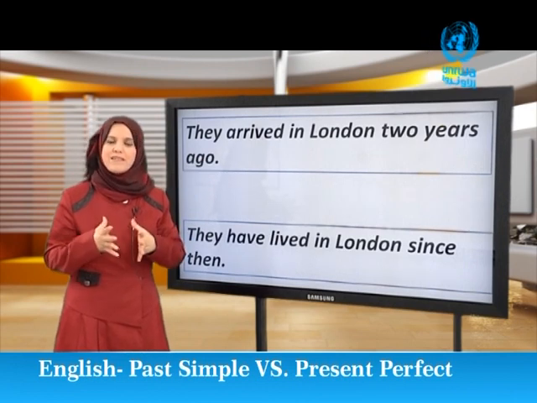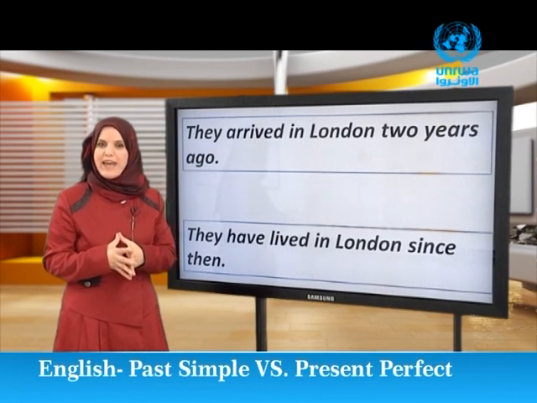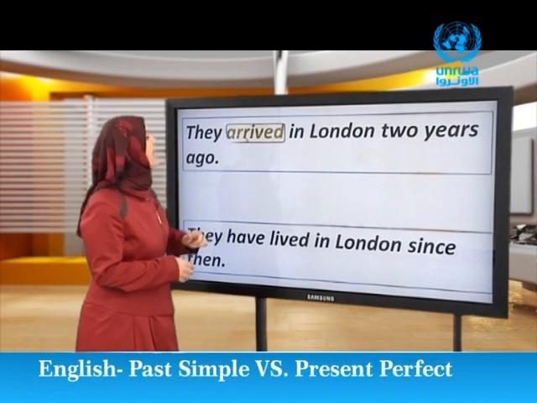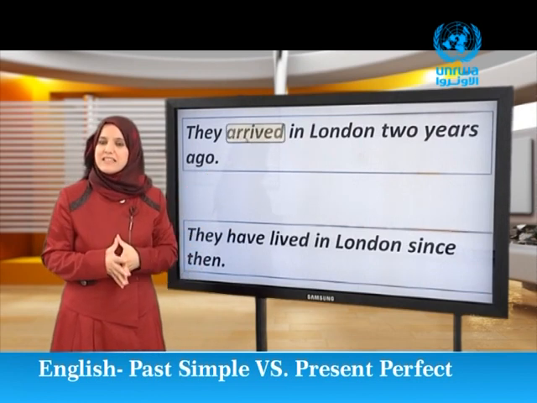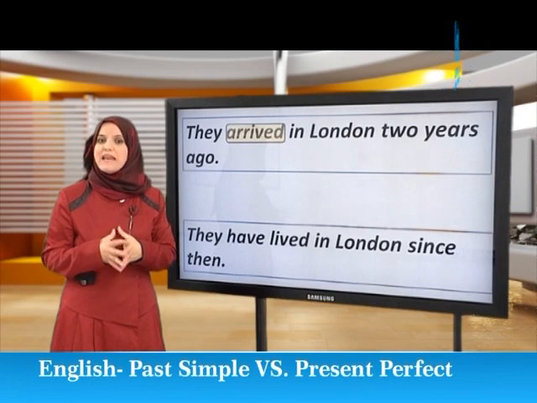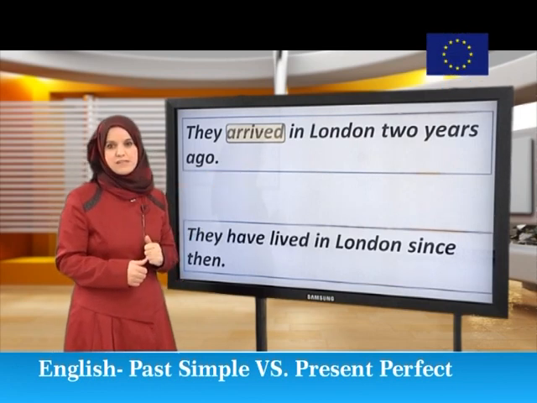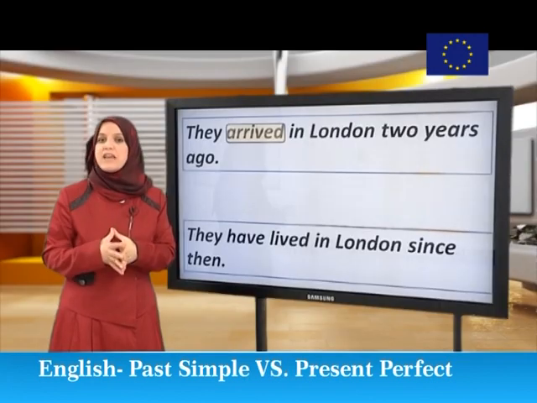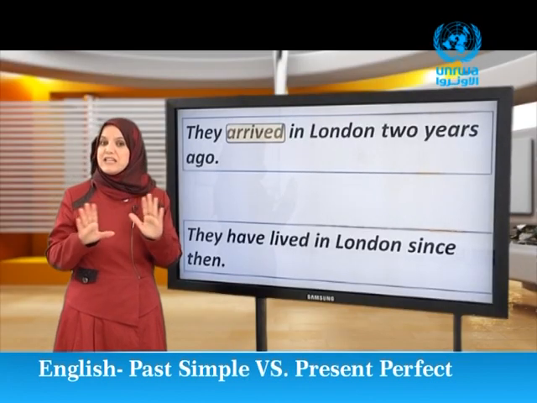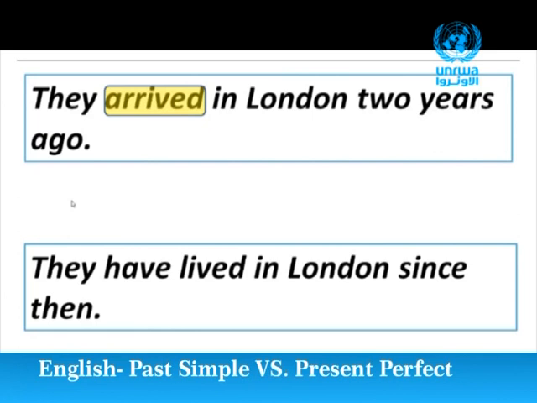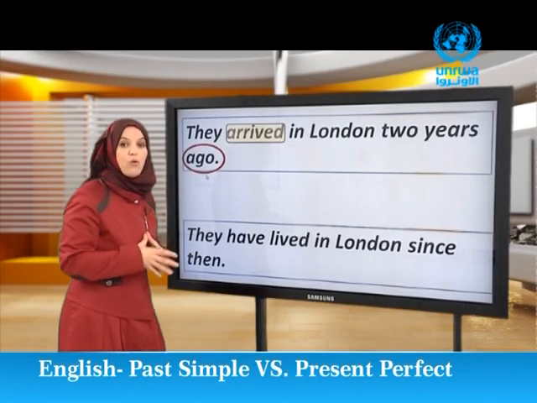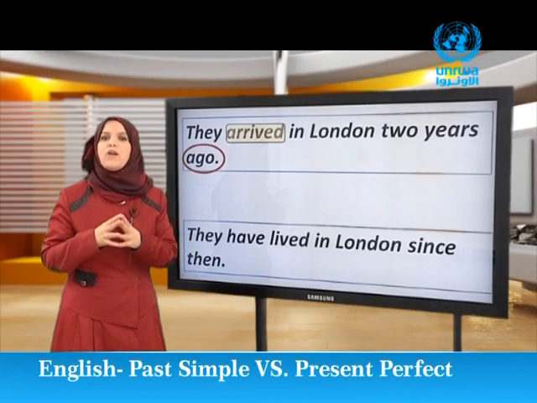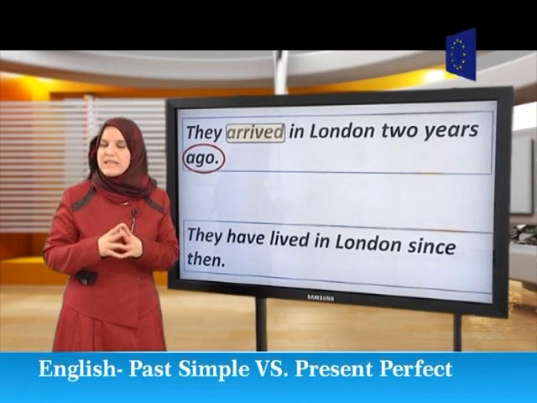Where is the verb in this sentence? Great. The verb is arrived. What tense is that? This verb is in the past simple tense. And arrival in London is an action that happened in the past, began and ended in the past. And notice the time word ago is a time word which is always used with the past simple tense.